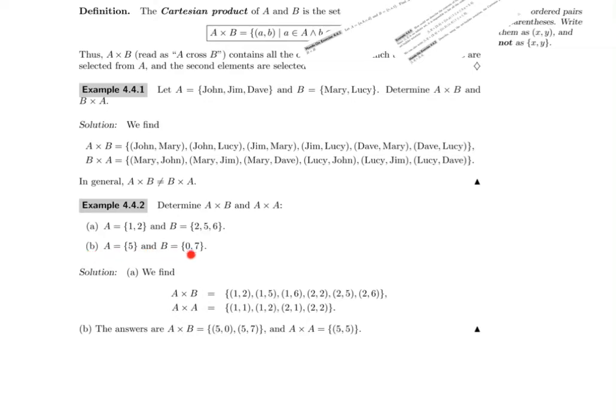For part b of this example, our set A is a singleton set. It's just the set consisting of 5, and B is the set {0, 7}. So take a look at these answers and make sense of them for yourself. Now you're going to go ahead and try a hands-on exercise on your own. So take a moment to pause the video and try this hands-on exercise for yourself.